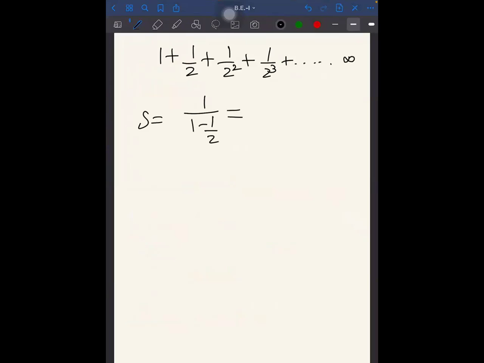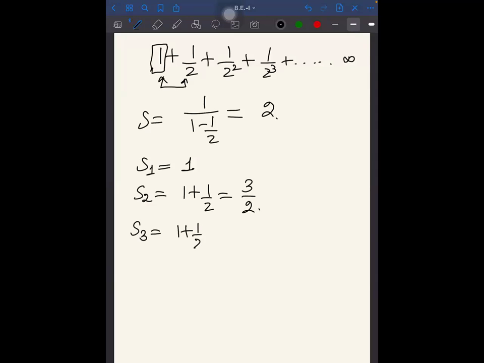That's what? 2. But let's say you take only first term and you want to approximate the sum S1. So your first term is what? 1. Now you take first two terms, sum of first two terms. That will become what? 1 plus half, 3 by 2. Let's say you take the sum of first three terms. So that means 3 by 2 plus 1 by 4. That becomes 7 by 4. Right? Is it okay?